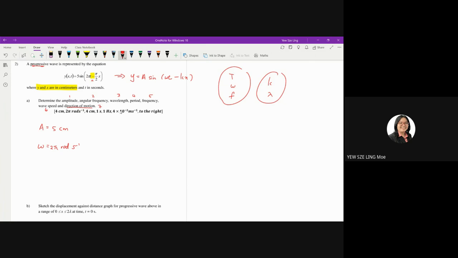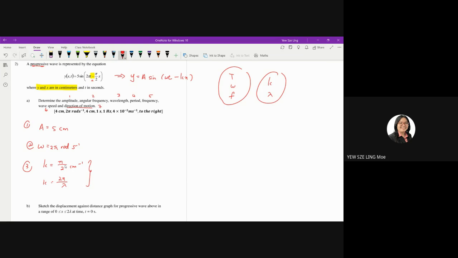Wavelength. Now, if you want to calculate wavelength, you need the wave number, k. So this is your 1, this is your 2. Now let us move on to 3. You want to determine wavelength, which means you need k. By comparison, I have k equals pi over 2, in cm negative 1. So k at the same time is equal to 2 pi over lambda.